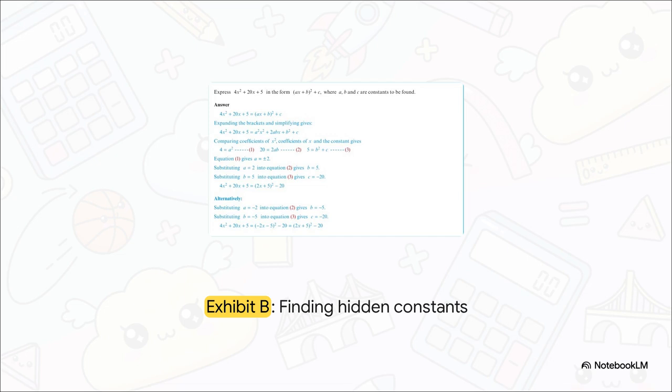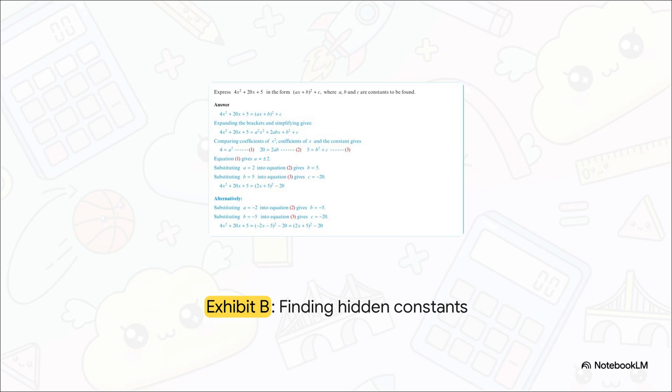And this brilliantly illustrates our new suspect. We've got 4x squared plus 20x plus 5. We need it to look exactly like this identity equation, the quantity of ax plus b squared plus c. So how do we find the hidden constants a, b, and c? Well, we expand the brackets, which gives us a squared x squared plus 2abx plus b squared plus c. And now, we literally just match the fingerprints.